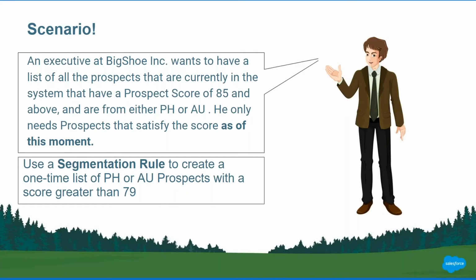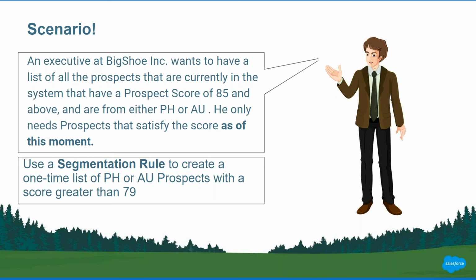Let's have a certain scenario first in order to understand the first automation tool. Let's say an executive at Big Shoe Incorporated wants to have a list of all the prospects in Pardot that are currently in the system that have a prospect score of 85 and above, and are either from PH or Australia, so Philippines or Australia. He only needs the prospects that satisfy the score as of this moment. So this is actually a one-time requirement from this executive.